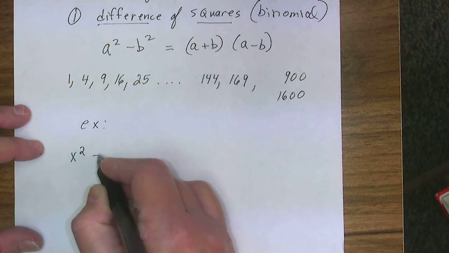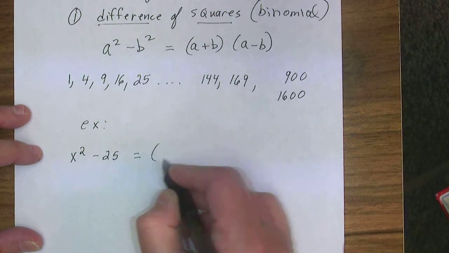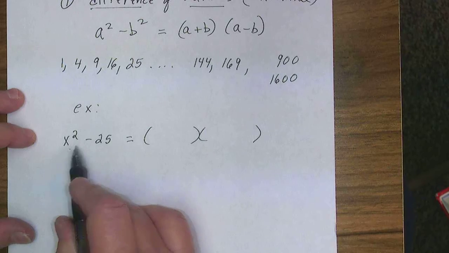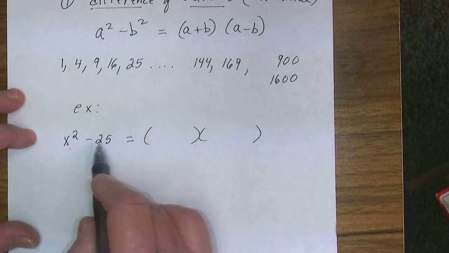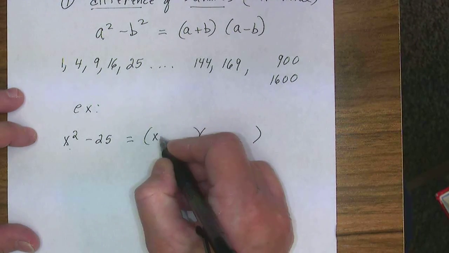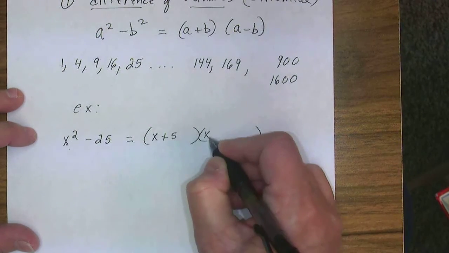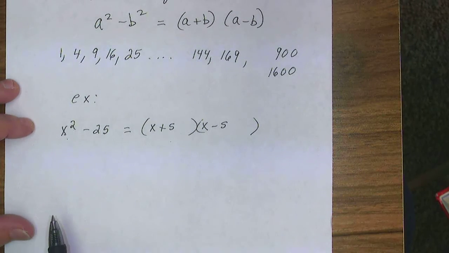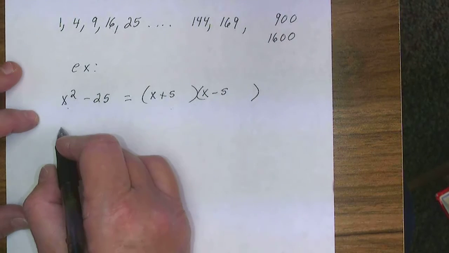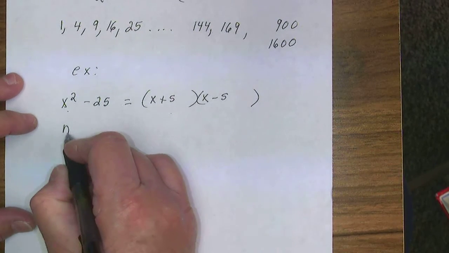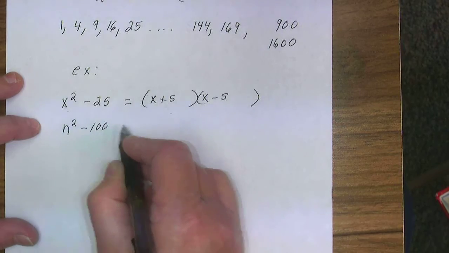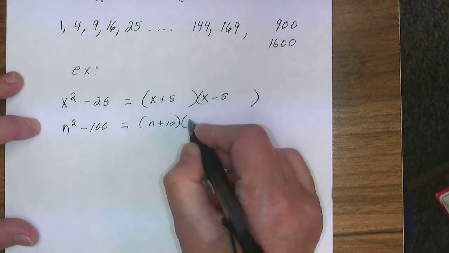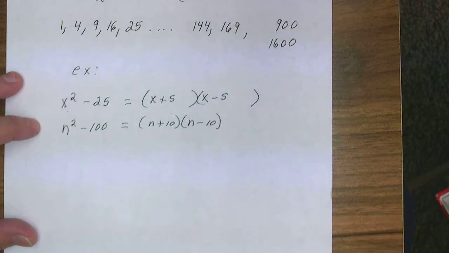X squared minus 25. It breaks into the sum and difference of the square roots of these numbers. The square root is x, the square root is 5. Breaks into x plus 5 and x minus 5. It doesn't matter which order you put those in. Let's take n squared minus 100. That would break into n plus 10 and n minus 10.